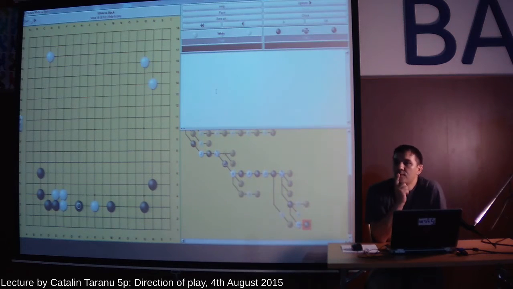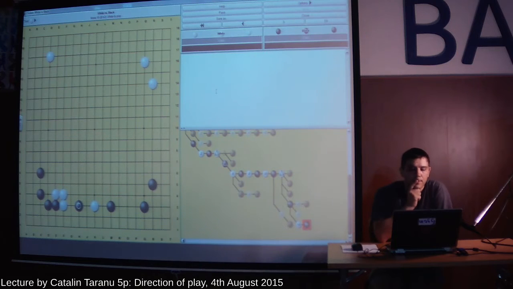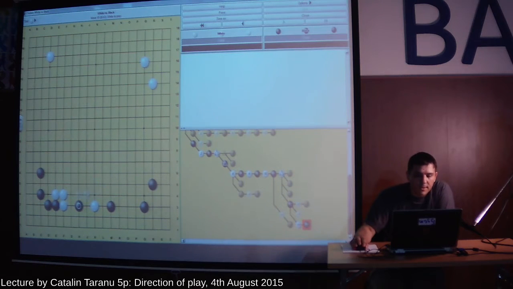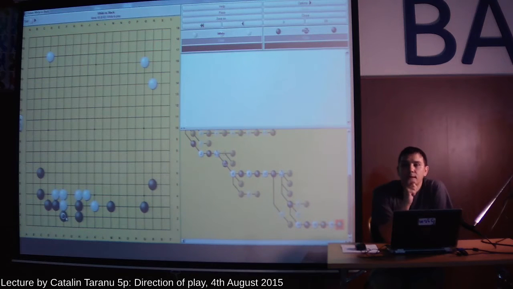Is this a good move or a bad move right now for black to enter here? It's good? Let's follow a little bit the Josekis, something like this, for example. Is this good for black or bad? It's okay?